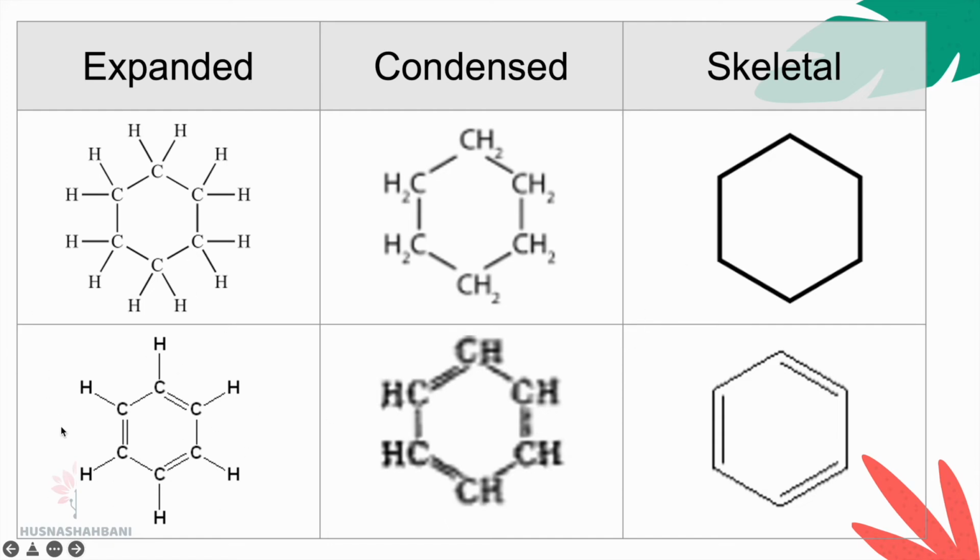Here, expanded cyclic for C double bond C. So this is an example for benzene ring. C double bond C alternate with C single bond C. So the double bond alternates with the single bond. So this is expanded structure. This is how you draw the condensed structure. You still show the C single bond C and C double bond C in condensed structure to show that it is a cyclic structure. And this is how you draw the skeletal structure for benzene ring.